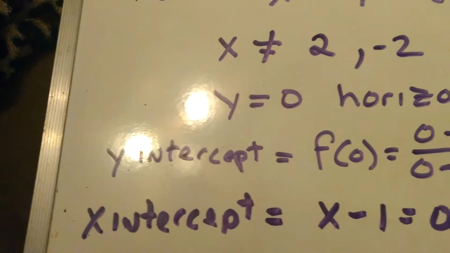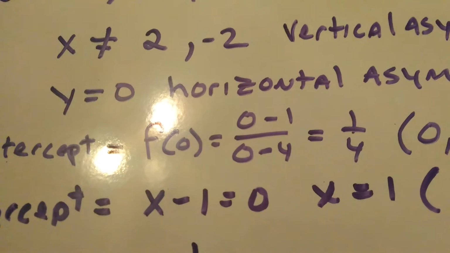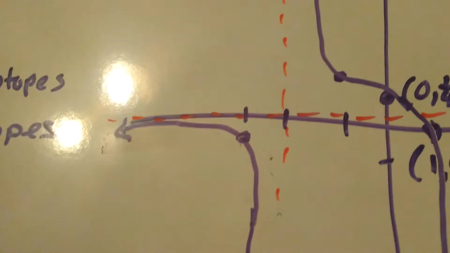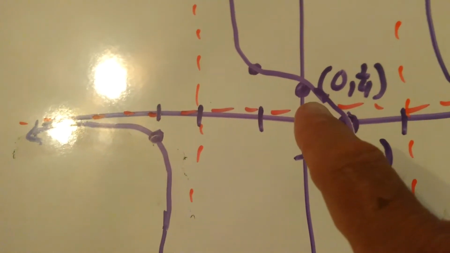So we find our y-intercept just by plugging 0 into the equation. We find out 0, 1/4. So I plotted the point 0, 1/4 here.